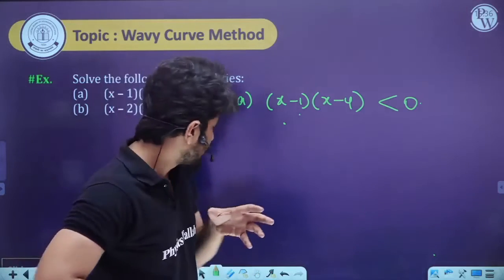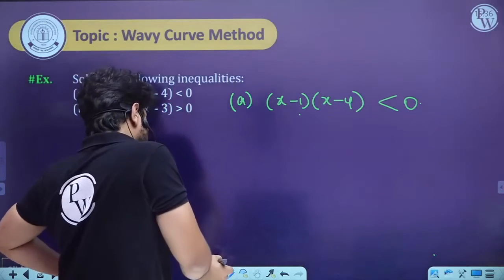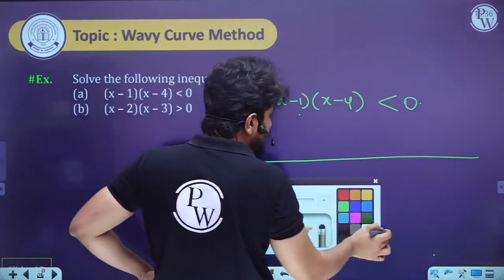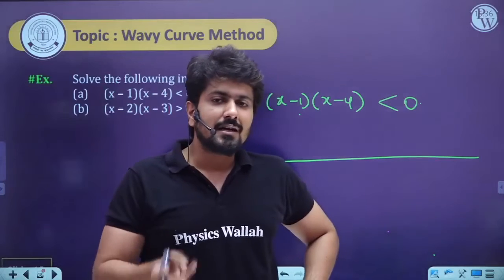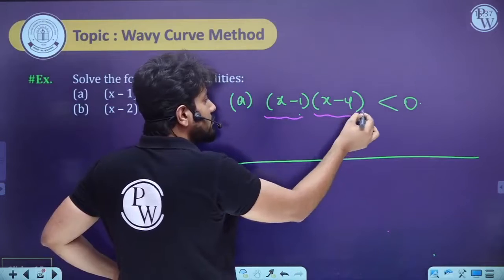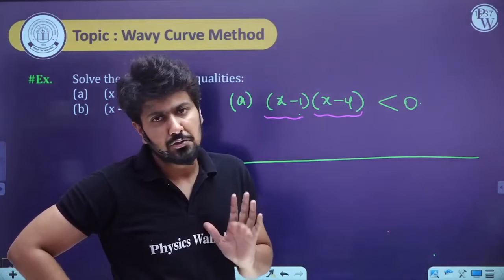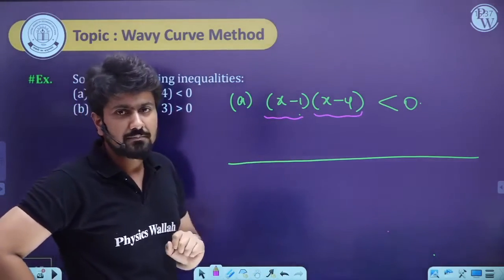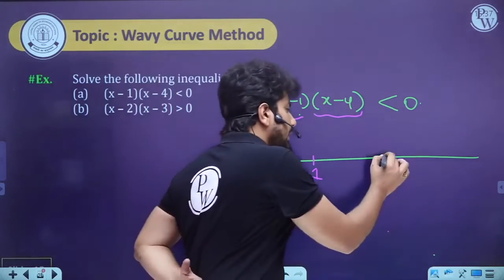And now you will be able to understand that. So basically, the procedure to solve this inequality goes like this. First of all, form a number line and mark the critical points. What are critical points? Critical points are those points where each of the factors becomes 0, which is very easy to observe. We know that there are only two factors. This factor will become 0 at x equal to 1. And this factor will become 0 at x equal to 4.